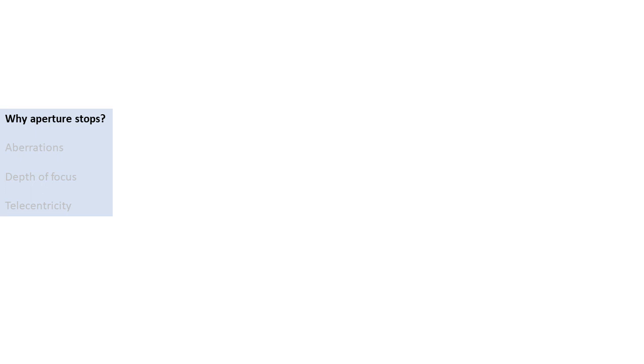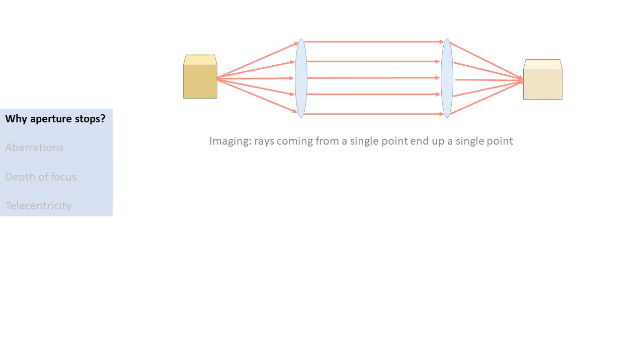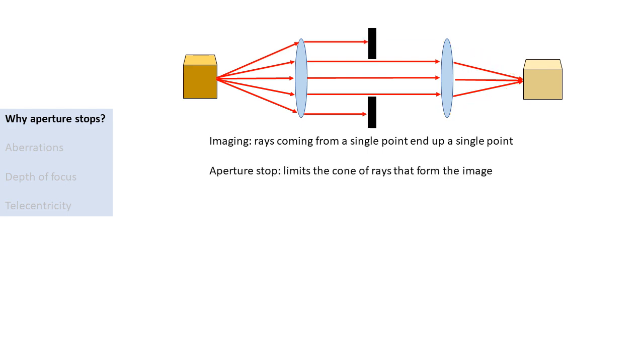We have seen that to form an image of an object, all the rays coming from a single object point need to end up in a single image point. One might think that if we arrange a series of lenses in such a way that this condition is satisfied, we have basically completed our imaging system. However, there is another element that plays a very important role in imaging systems, namely the aperture stop.